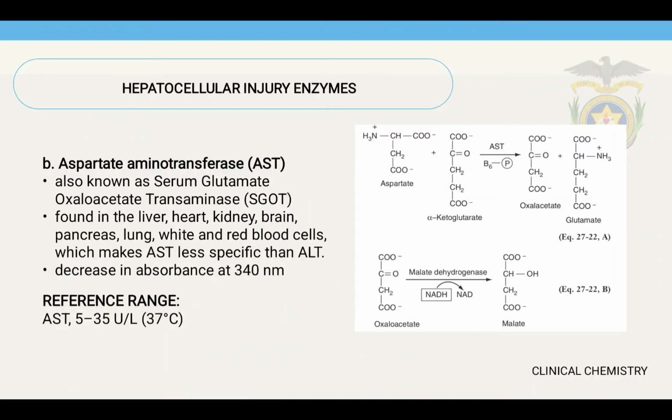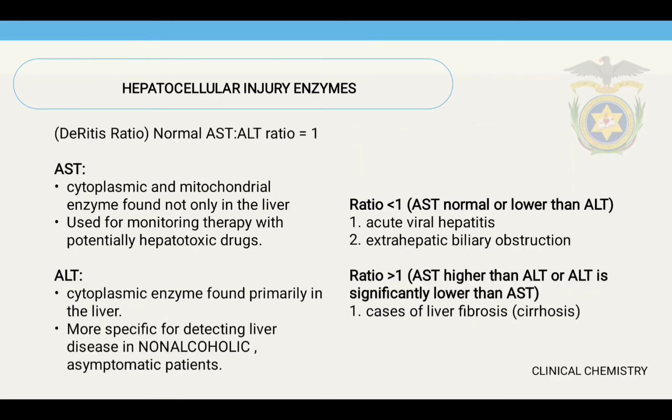Next is your AST, also known as your serum glutamate oxaloacetic transaminase. This one is found in the liver, heart, kidney, brain, pancreas, and lung, as well as your white and red blood cells, which makes AST less specific than your ALT. Again, we're measuring the decrease in absorbance as your NADH is converted to NAD. For the reference range, it's between 5 to 35 units per liter.